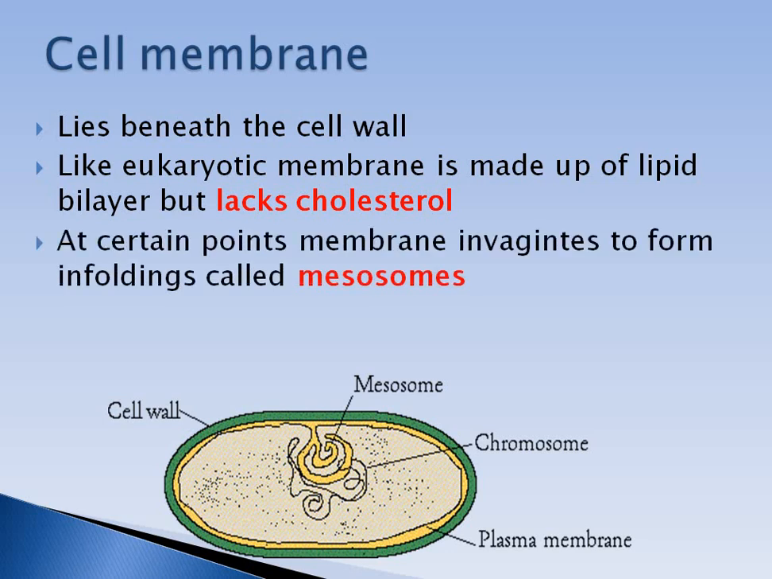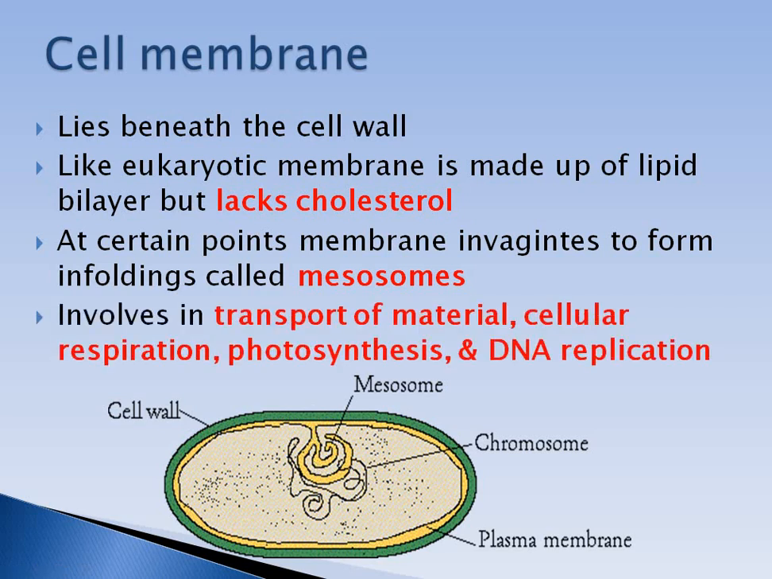Cell membrane in the bacterial cell at certain places invaginates to form foldings or infoldings, which are called mesosomes. As you can see in this figure, this yellow color infolding, which is invagination of the plasma membrane, is called mesosome. It is believed that mesosomes have some enzymes and also have some functions to perform. It is involved in the transport of materials. It has enzymes for cellular respiration, for photosynthesis, and also enzymes for DNA replication. So it is also involved in the division of the cell.